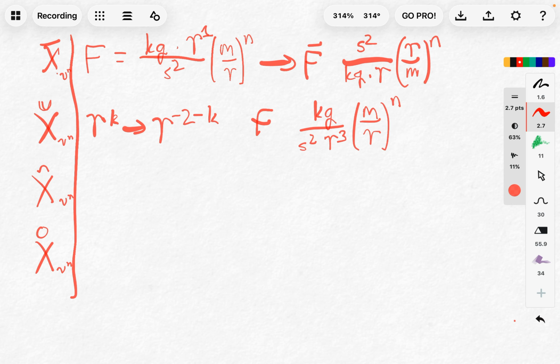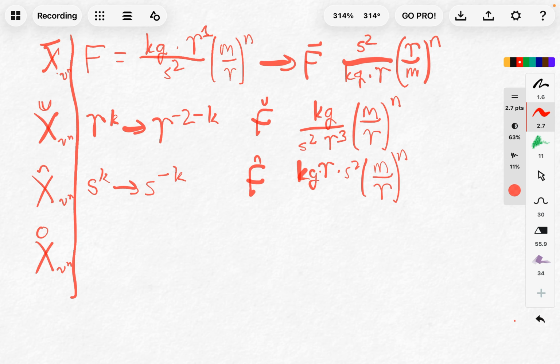And then you have the inverted breve, which just inverts the seconds exponent. So for the new force, this would have a breve on it. For the new force, this would be kilograms times the unit times second squared times meters per the unit to the n.